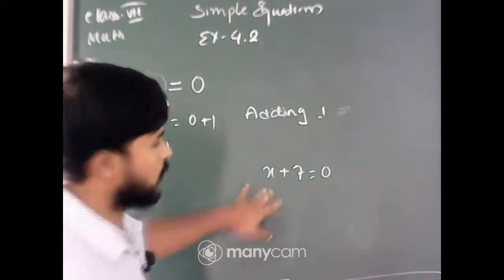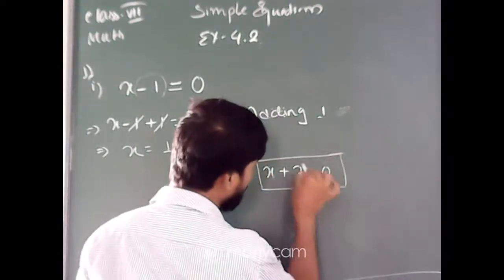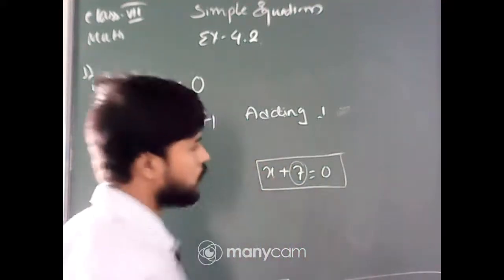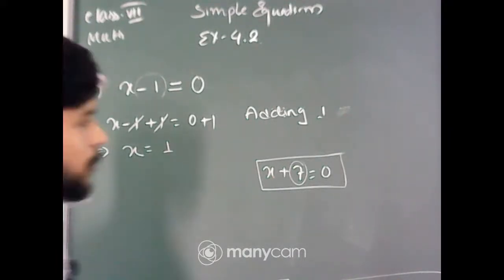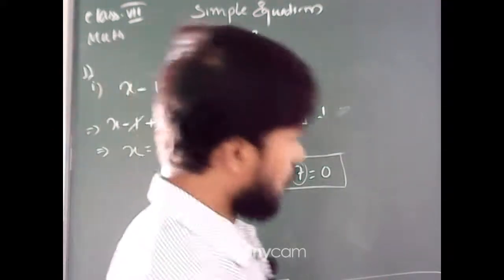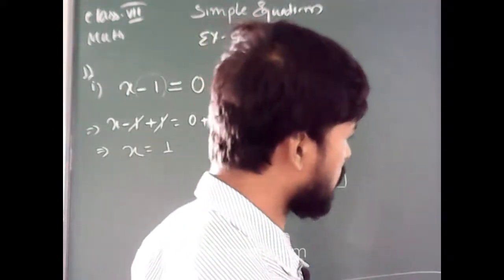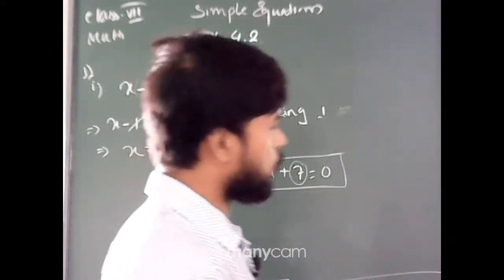For this question, x plus 7 is equal to 0. To remove this term, plus 7, what do we have to do? No, I am not asking the answer, Saptarshi. I am asking the procedure. Obviously, the answer will be minus 7, but I am asking the procedure. What is the first step we will do?